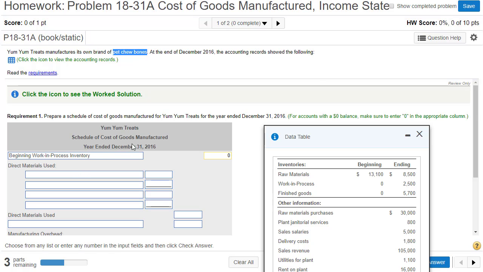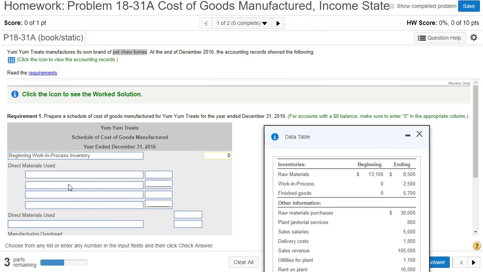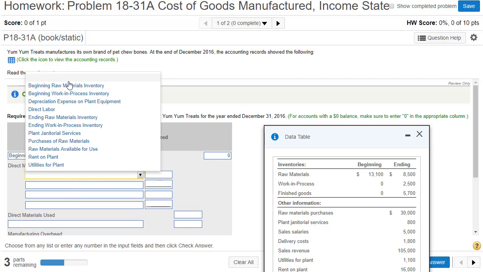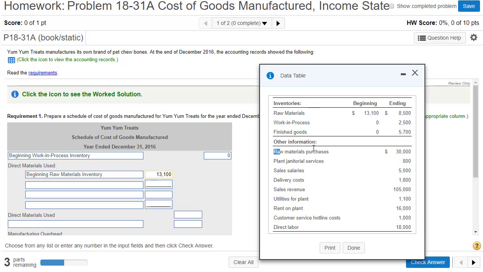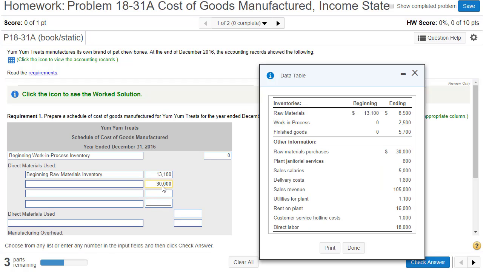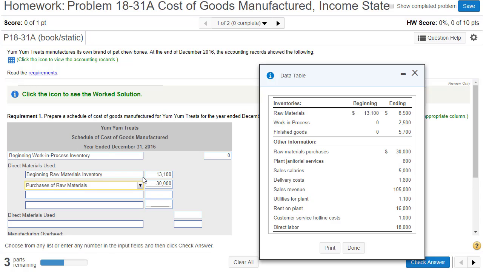Now we need to calculate our direct materials used, which is, as I said before, this formula here. So we need beginning inventory of materials. Beginning raw materials inventory. Raw materials is right here. So we got 13,100. I can copy and paste that. And now we need our purchases. So do we have purchases of raw materials? Right here. So I can copy and paste 30,000. Purchases of raw materials.